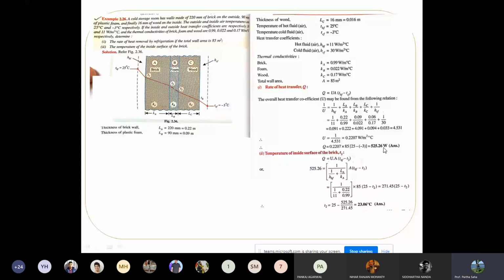Temperature of the inside surface of the brick, T2. So you have to calculate T2. This is right. So you just substitute for this brick. You can calculate Q equal to UA (THF minus T2), right? Q you know, right? So U will be 1 by (1/HF plus L/K) only for this area, and then A (THF minus T2). So you put this value, A is known. T2 is not known. So you solve for T2, it will be 23.06. So from here to here only the temperature difference is a little bit, 2 degrees, right?